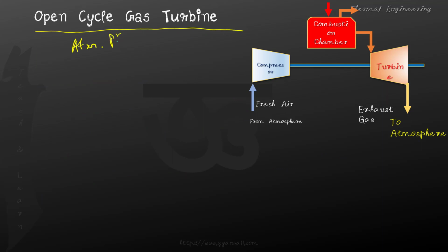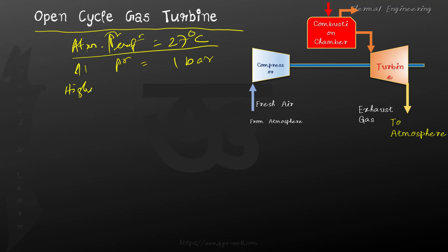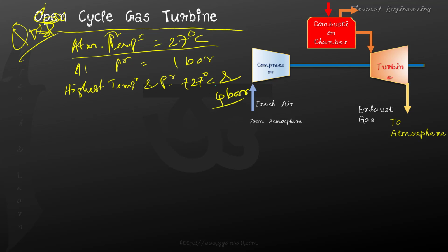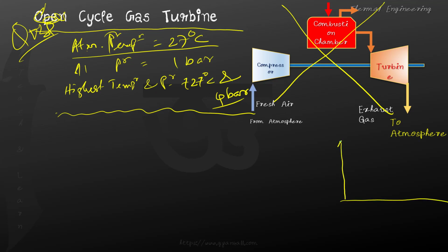Atmospheric temperature is equal to 27 degrees, and atmospheric pressure is equal to say 1 bar. Highest temperature and pressure for a closed cycle gas turbine are 727 degrees centigrade and 4 bar. You find the efficiency of the cycle. For that you draw one TS diagram. That is enough. You need not draw any PV diagram for solving this type of problem.